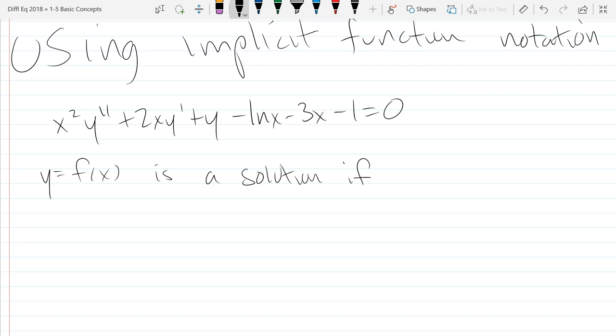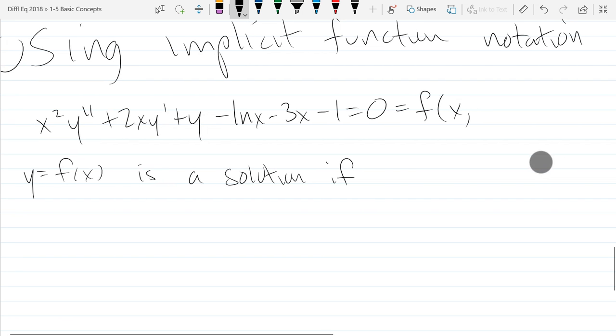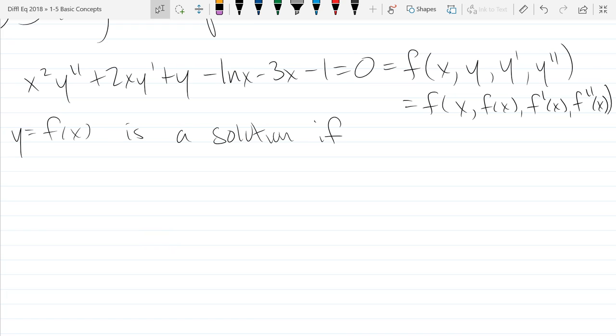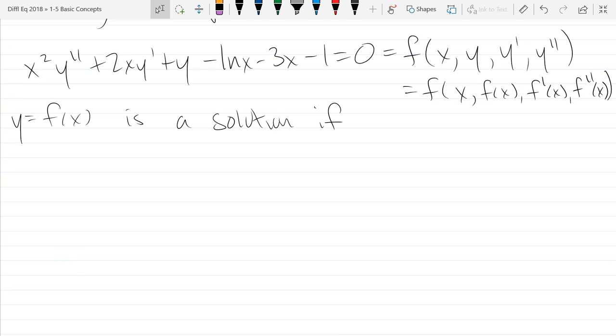So y equals f of x is the solution if, and I'm going to call this function I just wrote down, there are a few variables in here. There's obviously an x and there's obviously a y. So I'm going to put the x variable as the first input. There's a few different ways to write it. I could write it as f of x comma y prime y double prime. That would be one way to write it. Another way to write the inputs, I just said that y equals f of x, so I could write it as x comma f of x comma f prime of x comma f double prime of x. That would be another way to write the inputs right there. And if you plug in this f prime and f double prime and you get zero, then it's a solution.